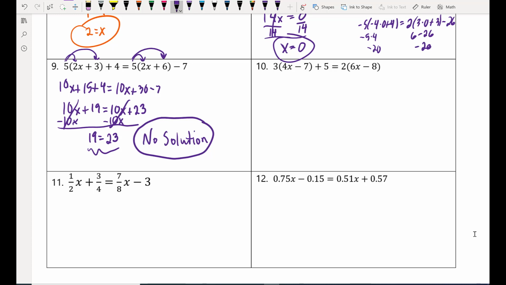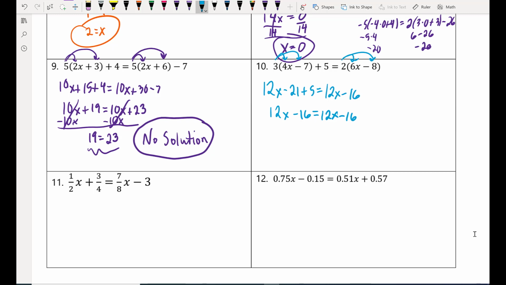Let's have a color change here. Let's do 3 times 4x is 12x. 3 times negative 7 is negative 21. Gonna add 5. And then distribute this 2. So 12x and 12x, that's our big signal that this is a special case, but this time we get 12x minus 16 equals 12x minus 16. What that means is that literally we could put in any number we wanted to and have this work.